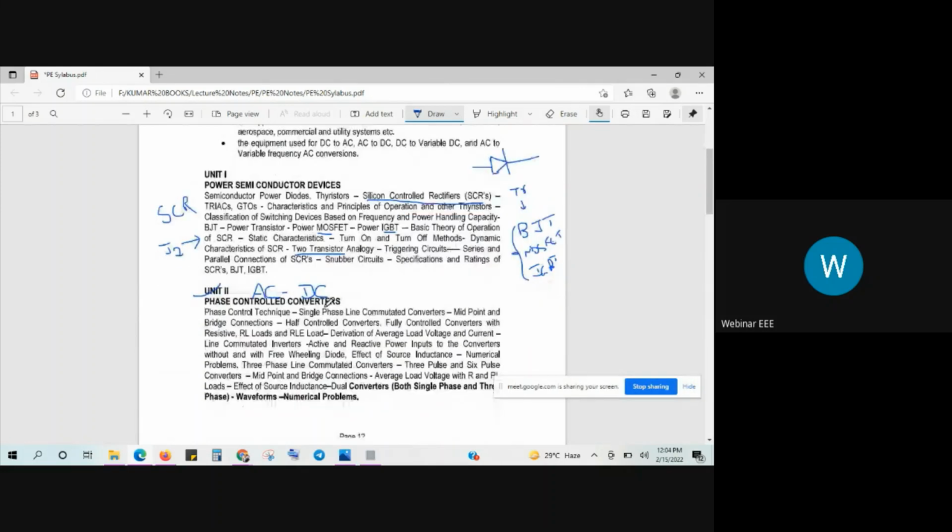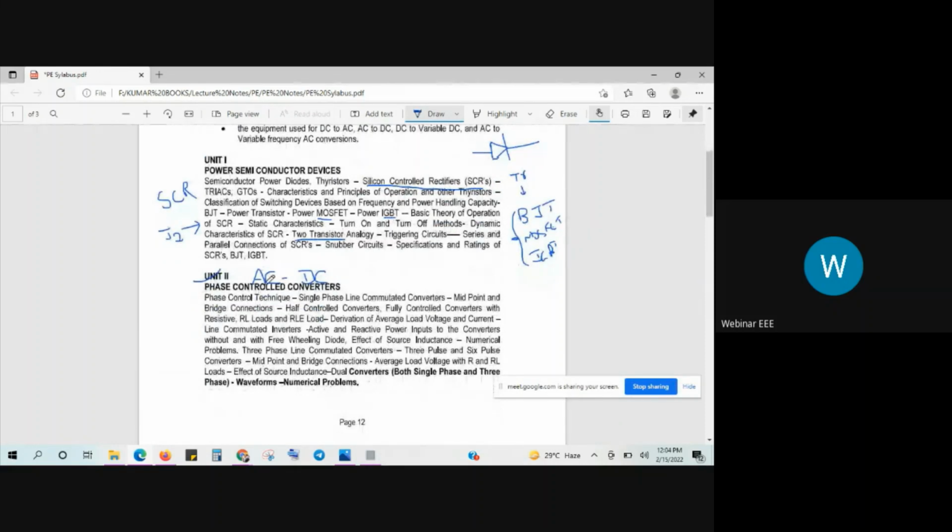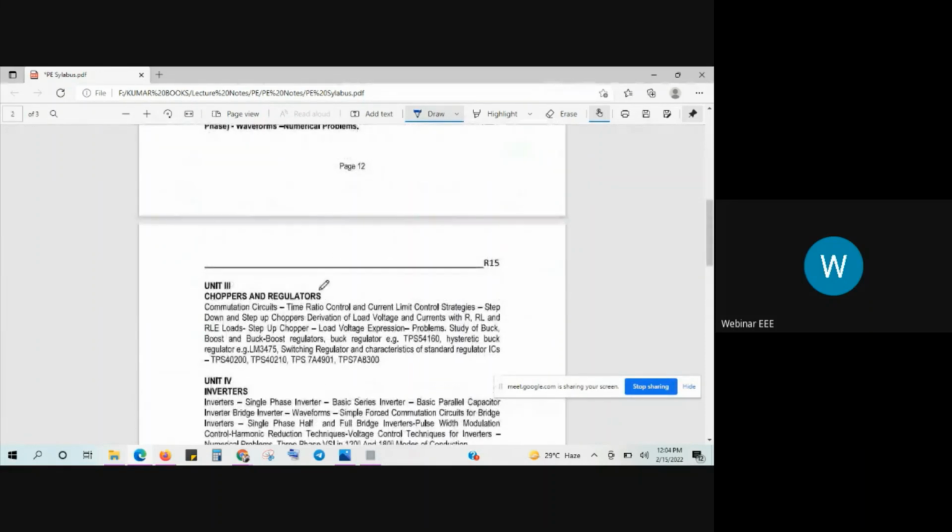Okay. So next section is about rectifiers, just to convert AC to DC. Third is about choppers. Choppers are very important: fixed DC to variable DC. Next class we'll discuss choppers and we'll solve some problems on this.